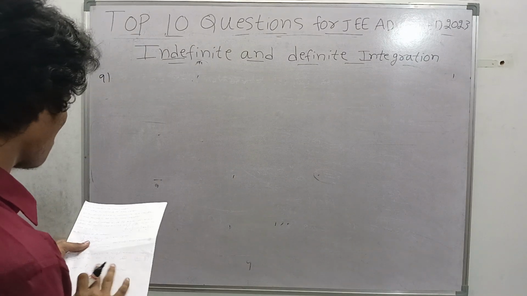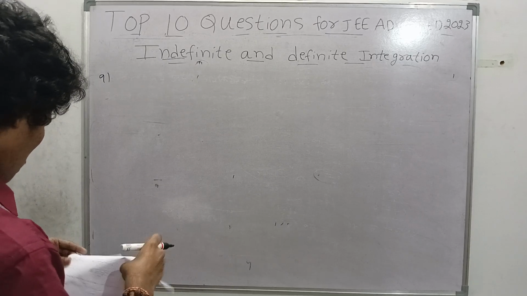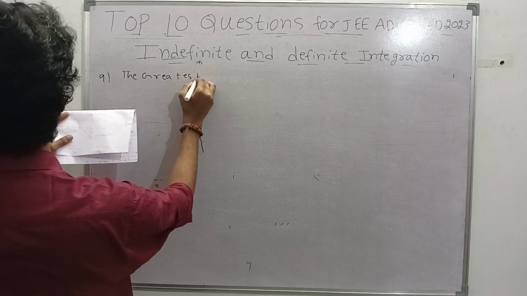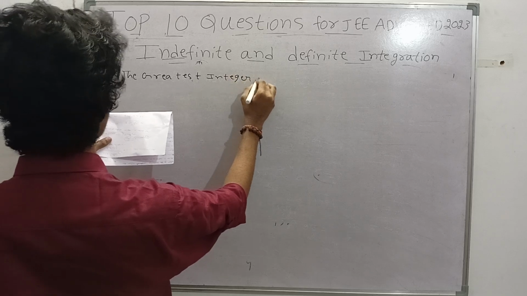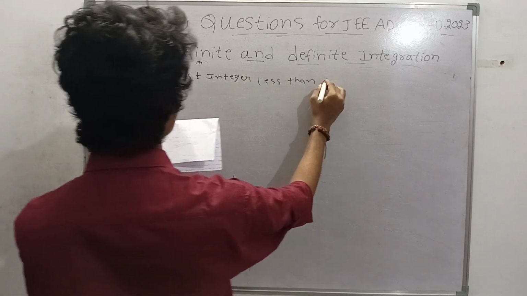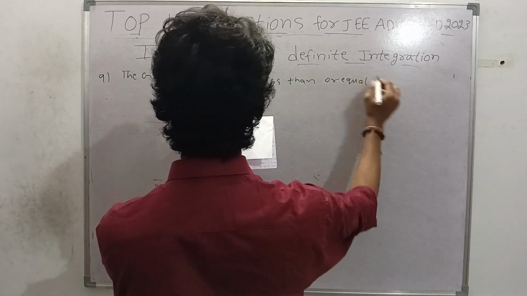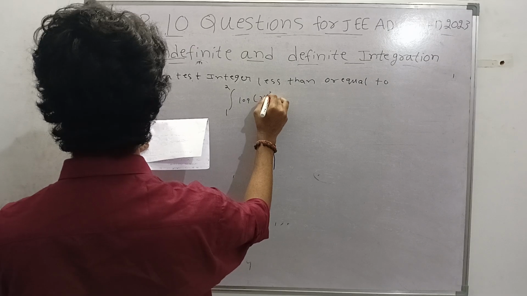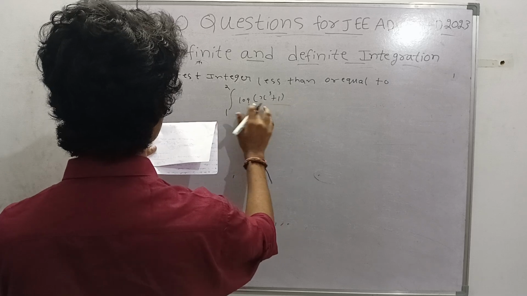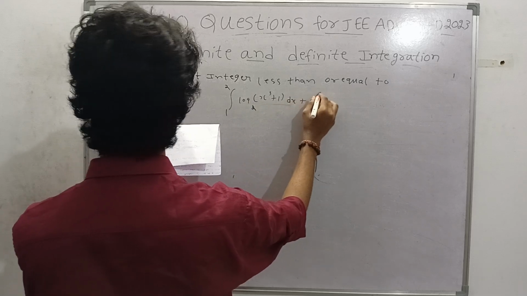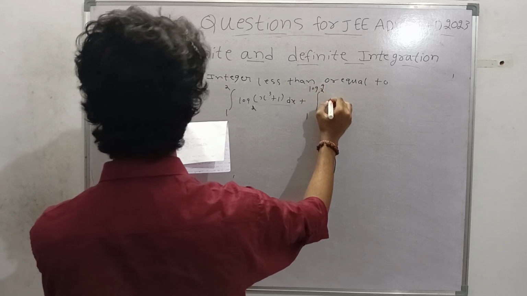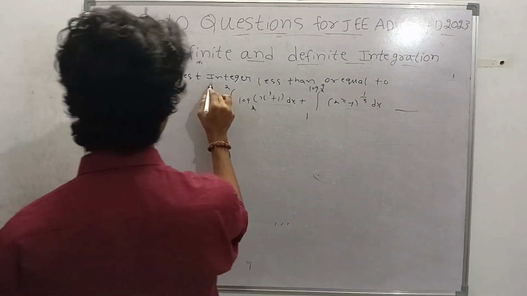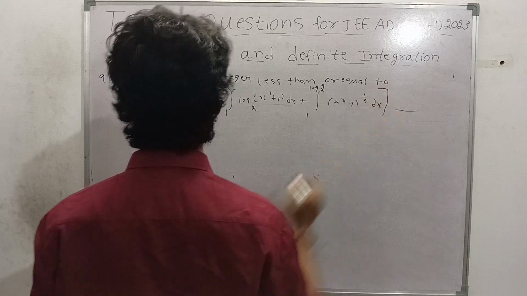Now the 9th question. The greatest integer less than or equal to the integral from 1 to 2 of log base 2 of (x cube plus 1) dx plus the integral from 1 to log 9 base 2 of (2 power x minus 1) whole power 1 by 3 dx equals dash. We have to report the greatest integer for this answer.